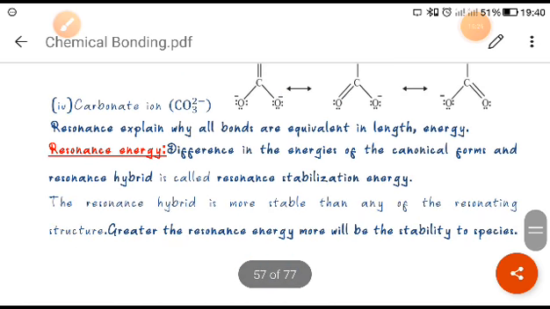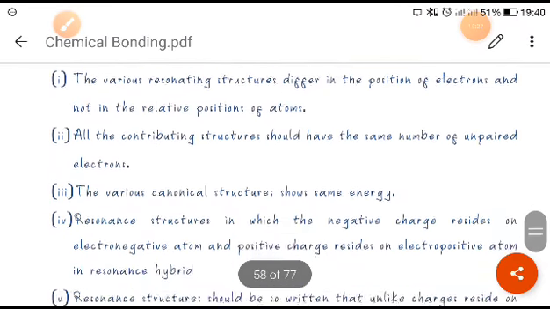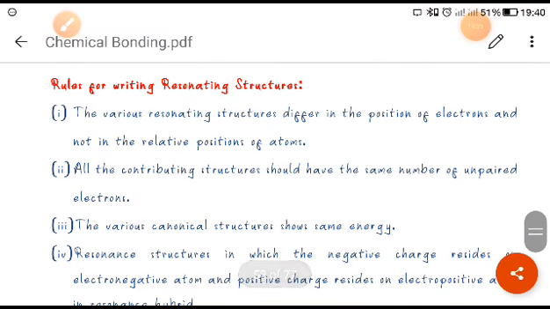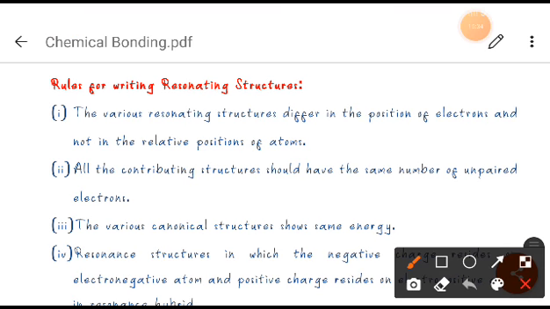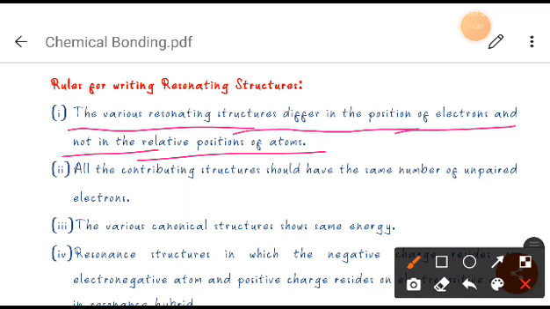Now next is rules for writing resonating structures. What are the rules for writing the resonating structure? So the first rule is that the various resonating structures differ in the position of the electrons and not in the relative position of the atoms. Okay, the various resonating structures which we are getting differ in the position of electrons and not in the relative position of atoms. Atoms will not change, but only the electrons present there will change.